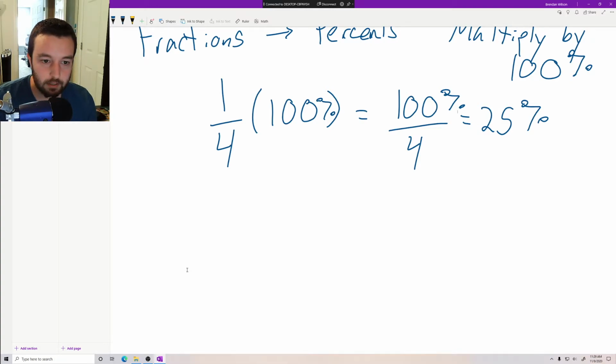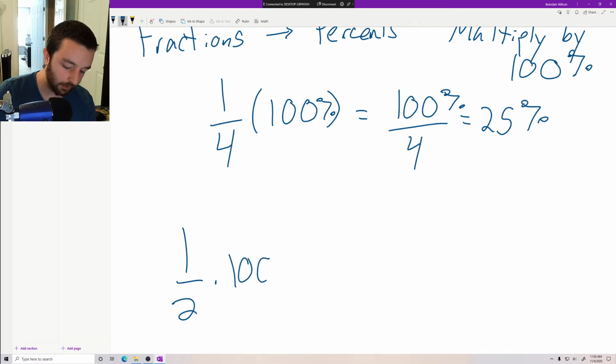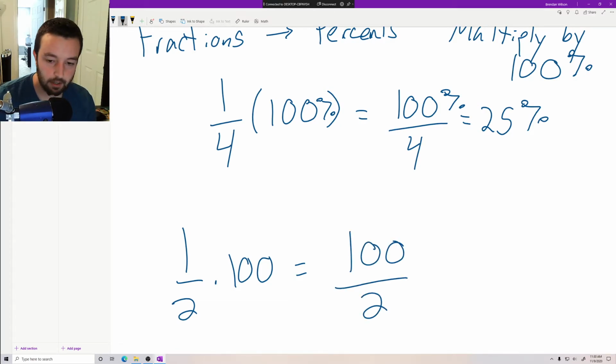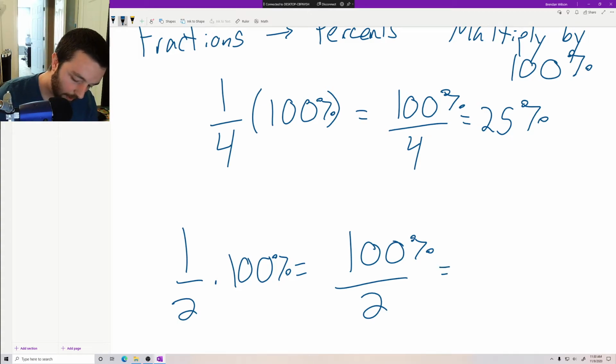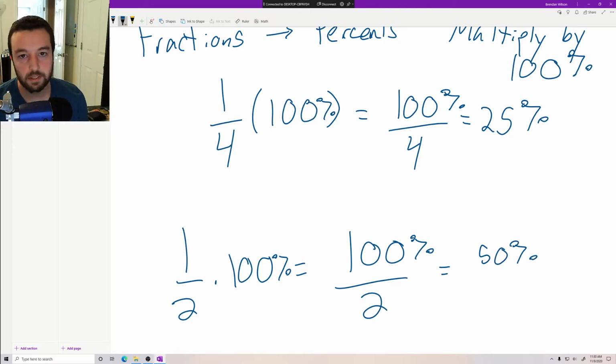Okay, let's see. How about 1/2, right? Because we already know that should end up at 50%. So we multiply by 100 and we get 100/2. Again, maybe put some percent signs on here. I'm not going to be picky about this, but if you're looking in the book or online anywhere, this is how they'll write it. And 100 divided by 2 is 50, so we get 50%.